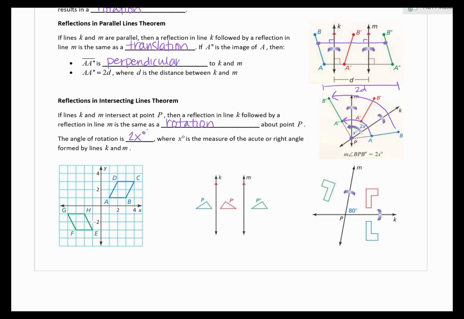If you'd like, you can go ahead and look at these three down here. These are some examples. You can think about how they were moved, what they could be. For example, to get the center one, P to P double prime, I reflected it over K and then reflected it over M, or I just translated it the distance of 2D. And then you can talk about this one being a rotation and think about how you could get A, B, C, D, that parallelogram, to be down here at the green one.